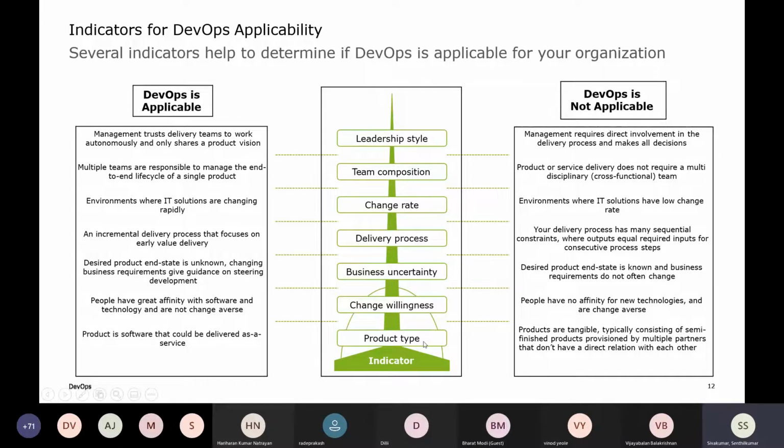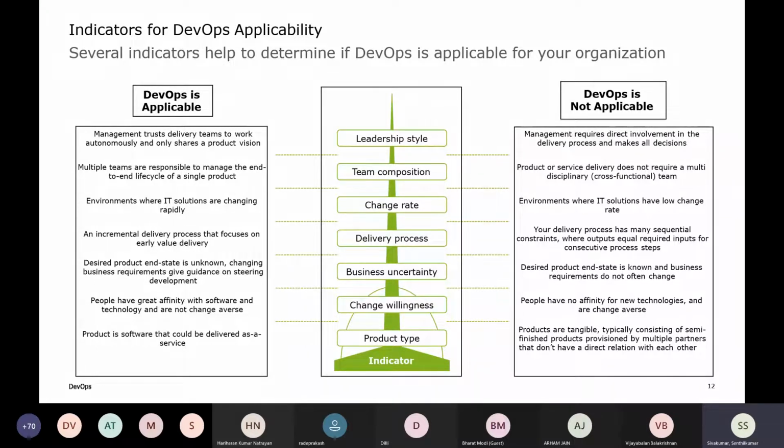People have a great affinity with software and technology, or are change averse. That means you should not change the application very frequently. And on the other side, DevOps is not applicable where people have no affinity for new technologies or are change averse. Likewise, you have product type, change willingness, business uncertainty, delivery process, change rate, team composition, and leadership style. If you compare these indicators, you will get the results.